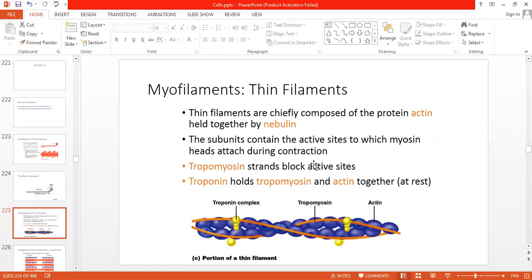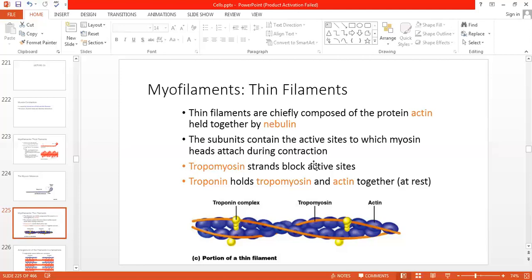Myofilament, thin filament. Thin filaments are chiefly composed of the protein actin held together by nebulin. Nebulin is a new thing here. All actin fibers are held together by the nebulin. The subunit contains the active site to which the myosin head attaches during contraction.